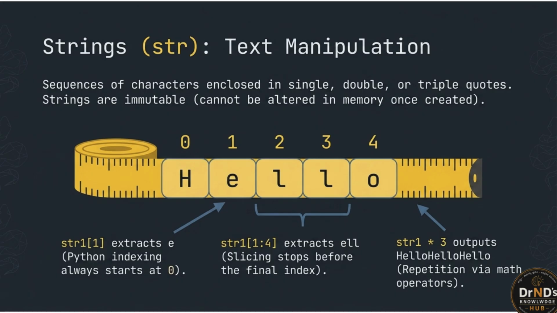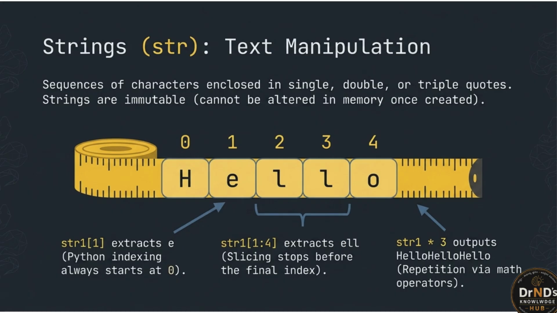One interesting feature of strings is that Python allows us to access individual characters using something called indexing. Python starts counting from 0. This means H is at position 0, E is at position 1, L is at position 2. The next L is at position 3 and O is at position 4. This numbering system is called indexing.